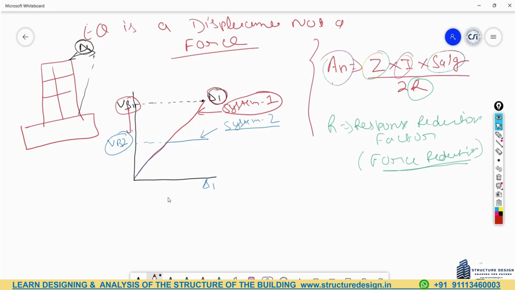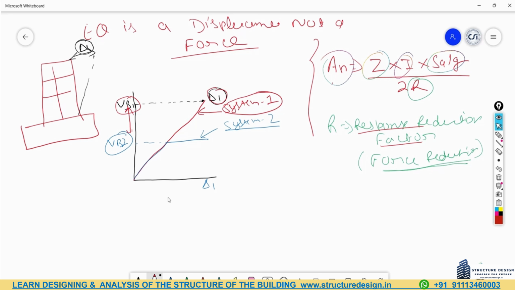If you look at it now, the force reduction has been done here, and that's where the role of the R factor comes in. If you use a different system which has more ductility, the force will get reduced. That's the meaning of response reduction factor. If you are using a more ductile system in your building, you get a larger R factor, like 4, and your forces will get reduced. If you want to design for that much displacement, you have to design with lesser force.